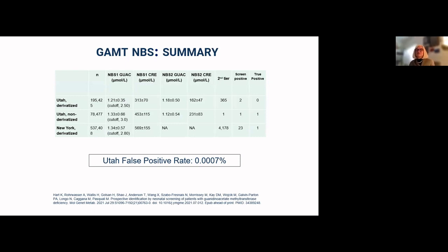Again, the false positive rate in Utah has been in total 0.0007%, which is very, very low. There is a discussion on how much adding an additional condition to a newborn screening panel will cost.